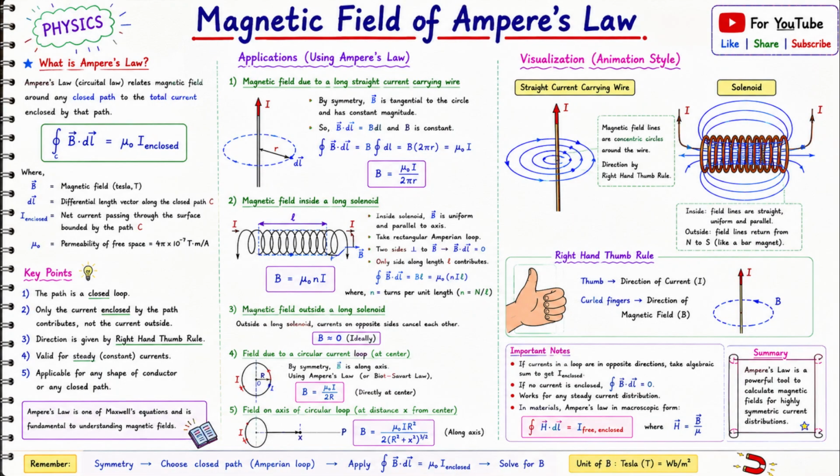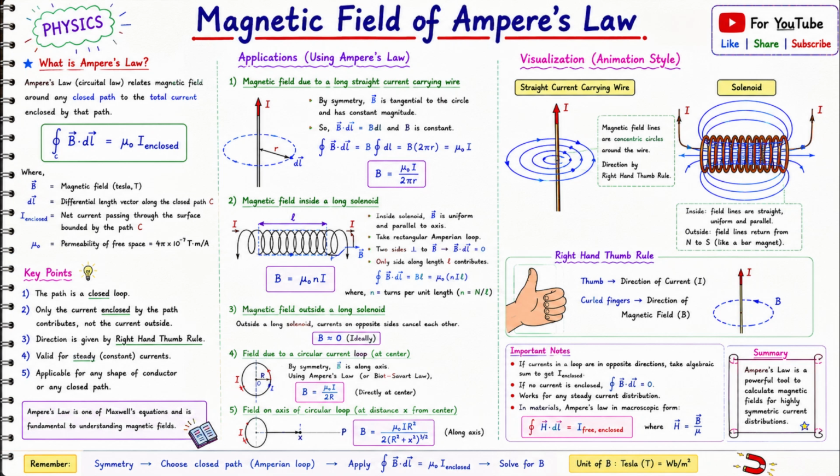Magnetic field of Ampere's law, detailed explanation. Ampere's law, Ampere's circuital law, is one of the fundamental laws of electromagnetism. It describes the relationship between electric current and the magnetic field produced around that current. One statement of Ampere's law states, the line integral of the magnetic field around any closed path is equal to mu times the total current enclosed by that path.